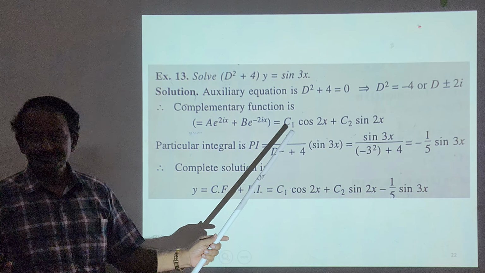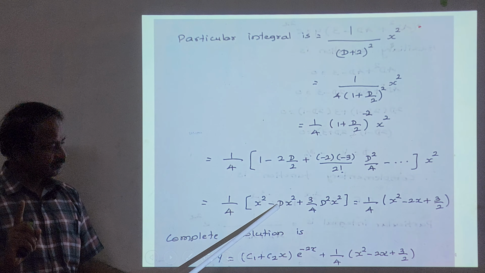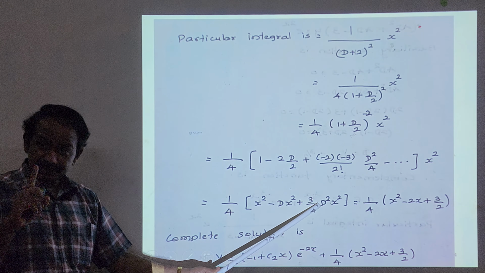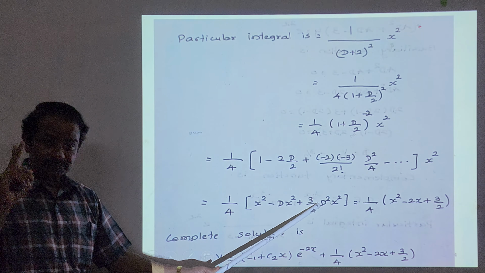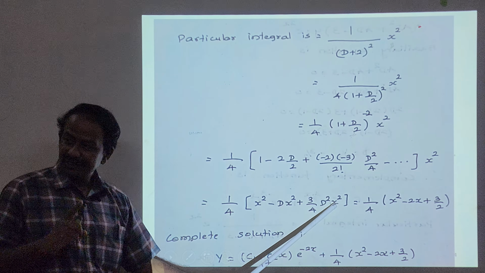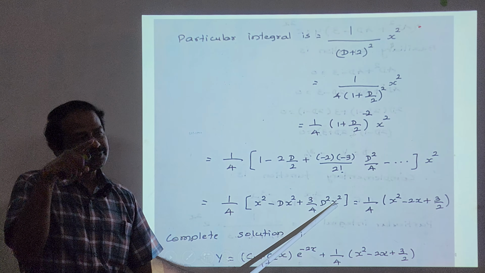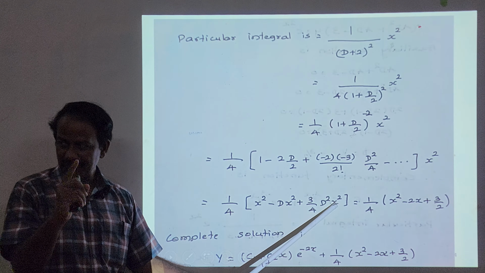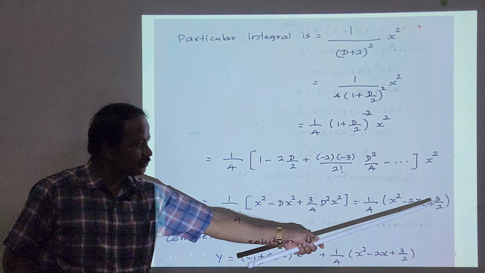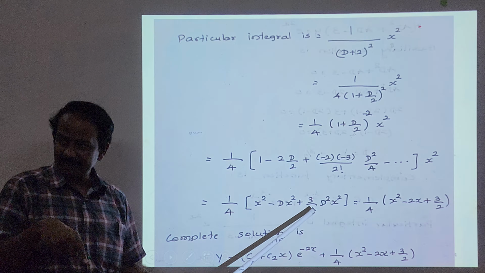Shall I repeat? I repeat. See here, you have x squared minus dx squared plus 3 by 4 d squared x squared. This is the final answer we have obtained from the binomial expression. Now it involves d. In the numerator, if d is there, you will have to differentiate only once. If d squared is there, you will have to differentiate 2 times. When you differentiate x squared, you will get 2x the first time. When you differentiate again, the answer will be 2. This 2 and this 4 will get cancelled. We have 3 by 2.